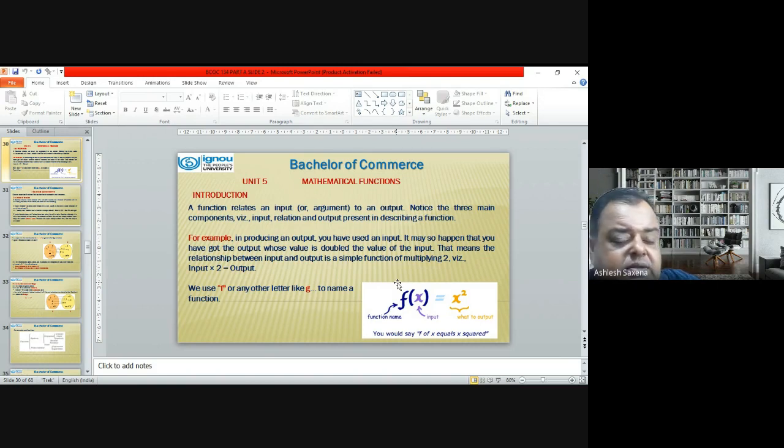The term L, small l, or any other letter like G, can be used as a function name. Here you can see that a normal function is written in the form of f(x). F is the function name, x is the input, and x square is what we get as an output. Straight away we can say that f(x) is equal to x square.